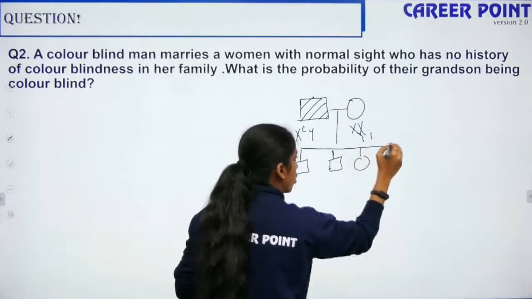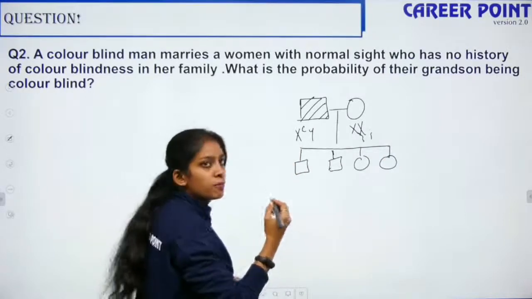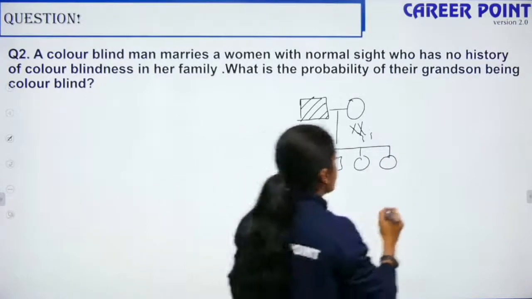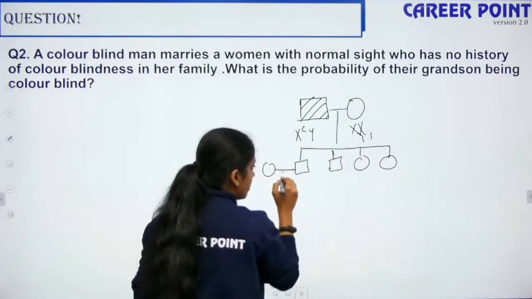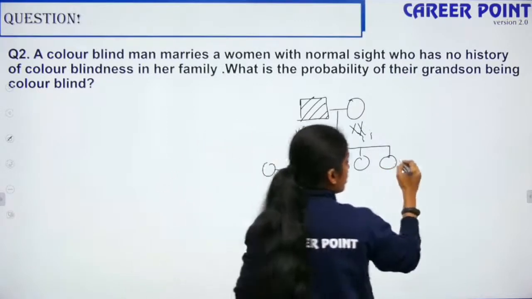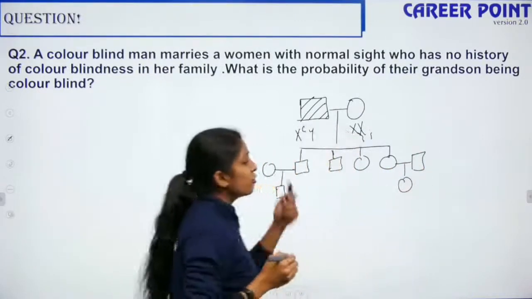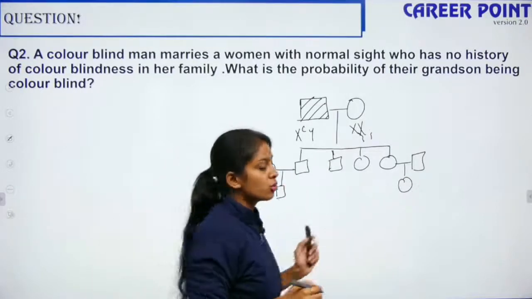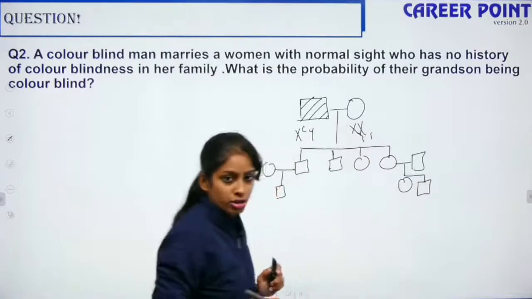Assume they have two daughters. Okay, so now here the problem is the grandson. Suppose let's take one case. This fellow marries a girl and they have a daughter and a son. This daughter marries a man and she has a son. So how do you find the probability that these two grandsons are colorblind or not?